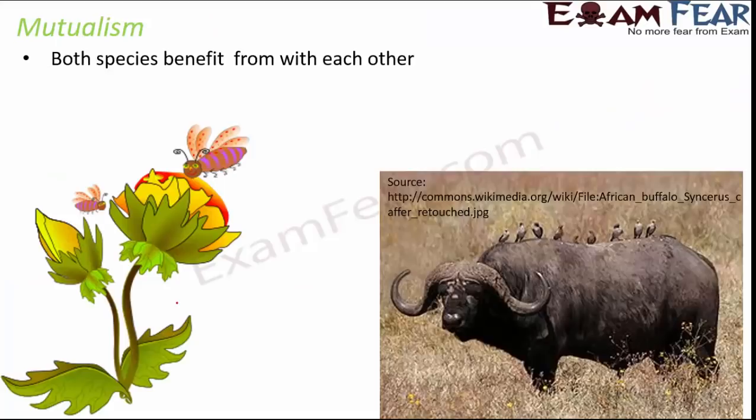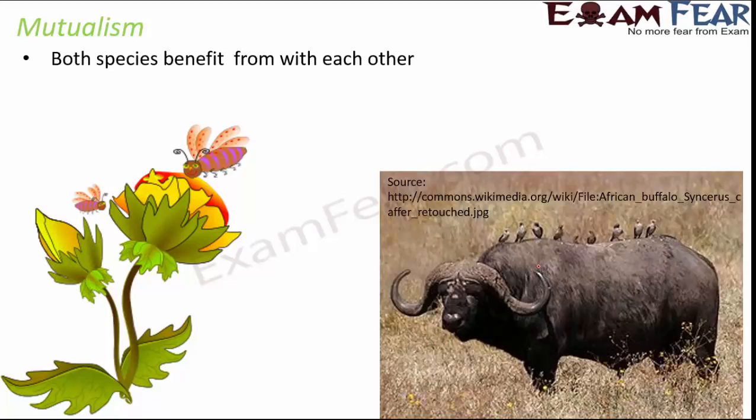Now let's talk about relationships between various organisms. First we'll talk about mutualism. Mutualism is derived from the word mutual. So here both the species mutually benefit from each other. Let us take this example of buffalo and the birds. These birds help the buffalo by eating the insects which sit on the skin of the buffalo.